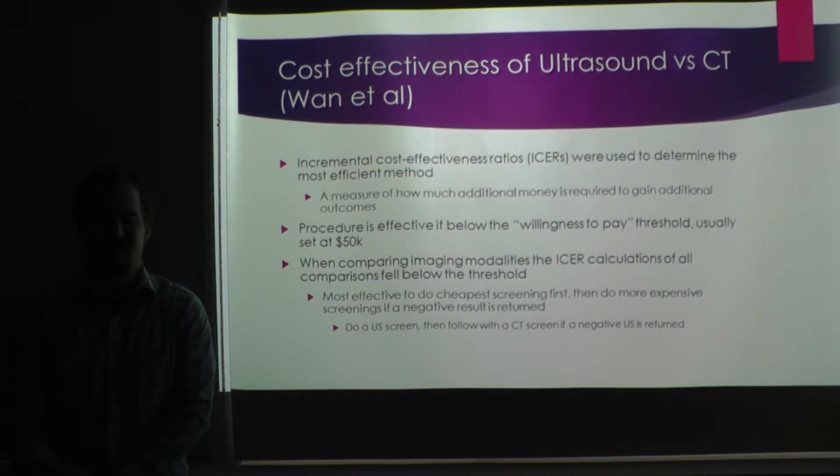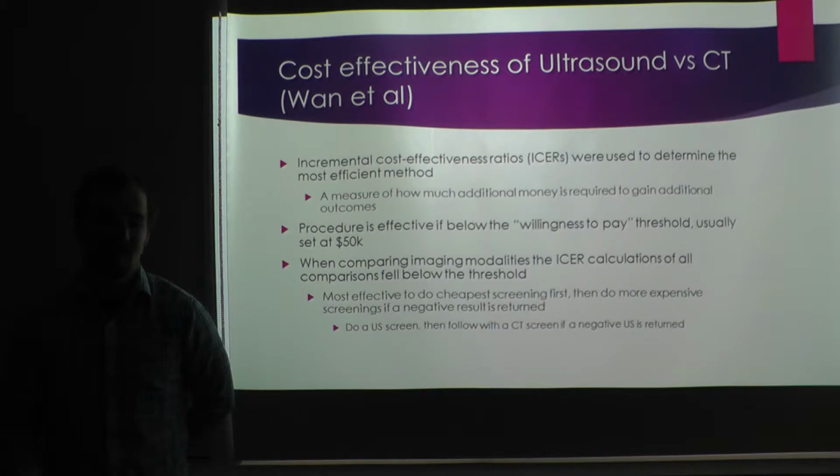Incremental cost effectiveness analysis was used to determine the most efficient method. This is a measure of how much additional money is required to gain additional outcomes. So a procedure is deemed effective if it's below the willingness to pay threshold, which is usually set around $50,000 for these procedures. When compared all against each other, actually all of them fell below the threshold.